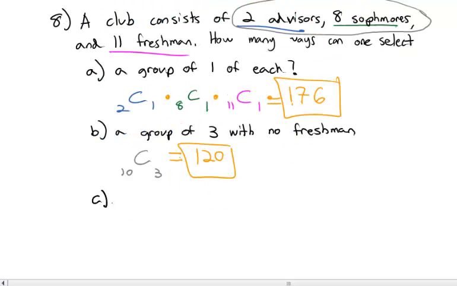Let's do one last variation on a theme. We're going to do a group of 3 with at least 1 advisor.